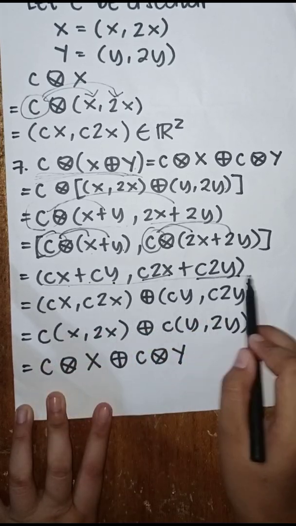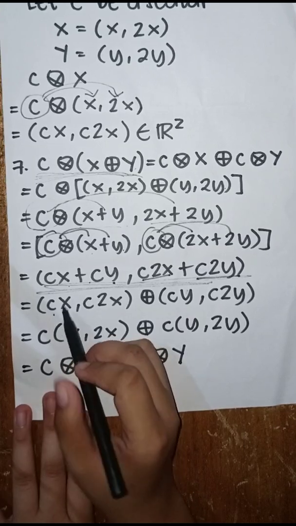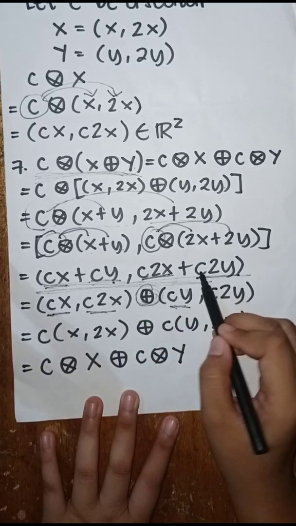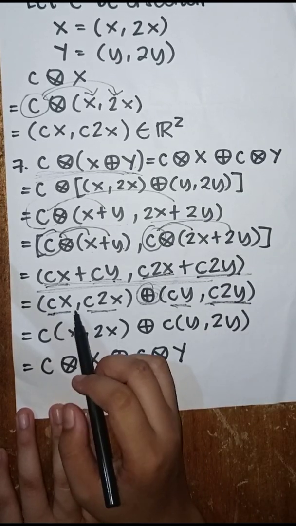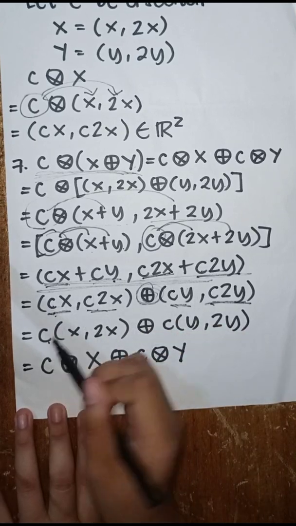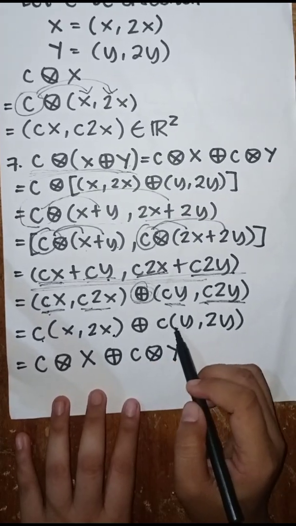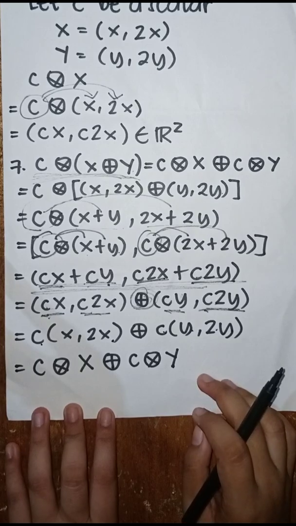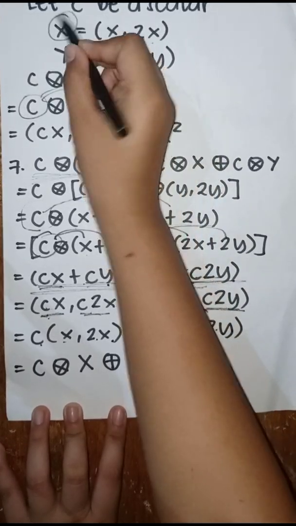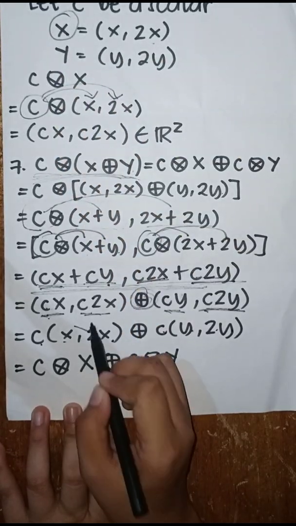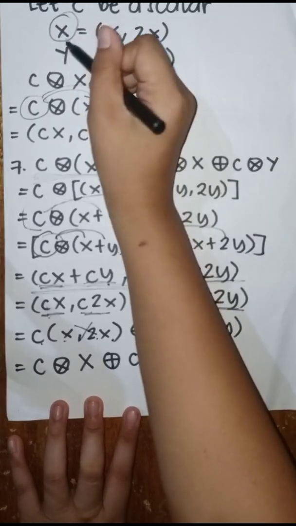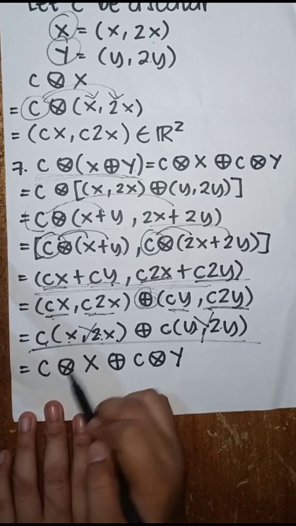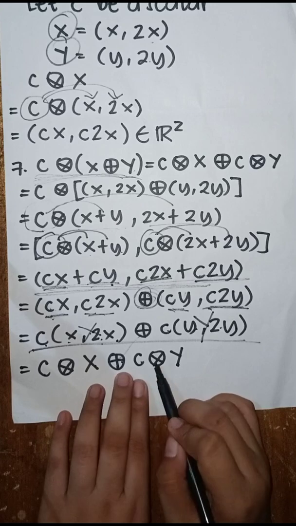So from this form, we can also write it in this one. We have now cx and c2x plus the cy and the c2y. From that, we have observed that they have the common c. So we're gonna pull out the c, and then we have x and 2x. The same goes here, the common is the scalar c, so we're gonna pull out the c, and then y and 2y. As we can observe from our given, x and 2x is equal to the vector x, and y and 2y simply means vector y. So from this, we can write it as c times x plus c times y.